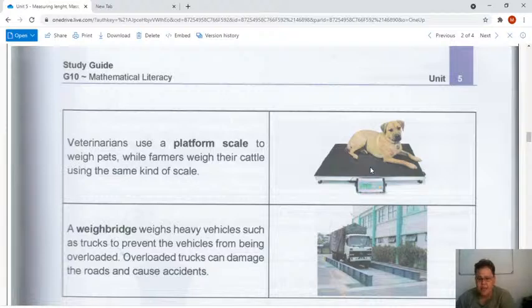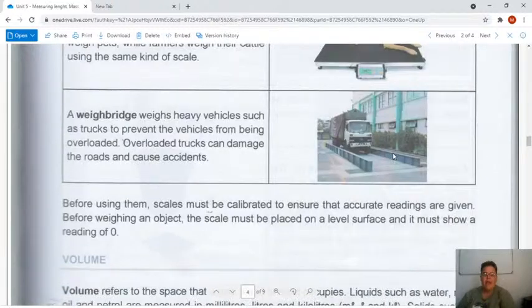This usually weighs far greater masses or weights than the normal kitchen scale or even the bathroom scale. And as you see there, a vet also uses this. So veterinarians use a platform scale to weigh pets, while farmers weigh their cattle using the same kind of scale. It will all vary on the different types of application that you want for using this scale.